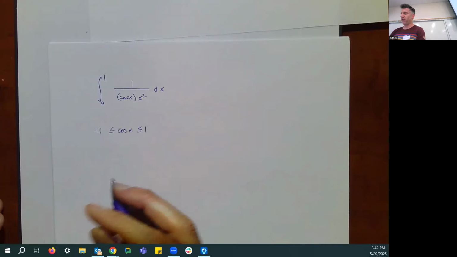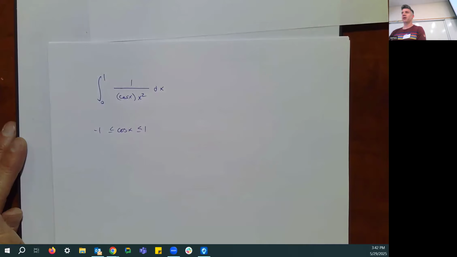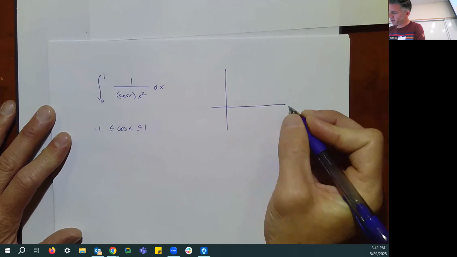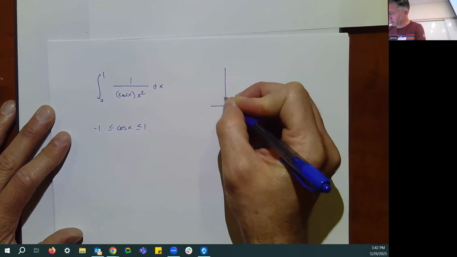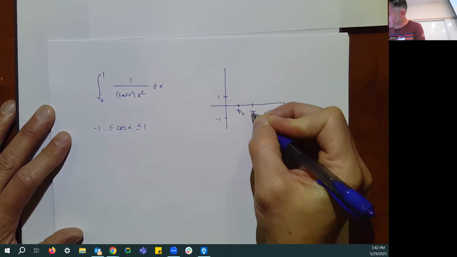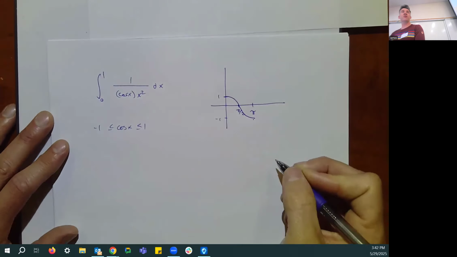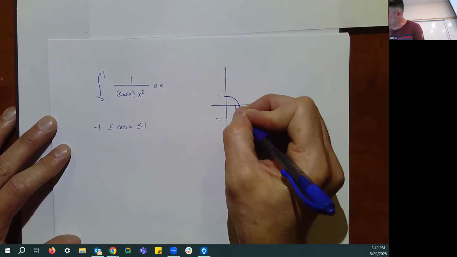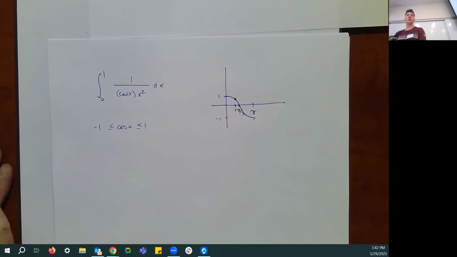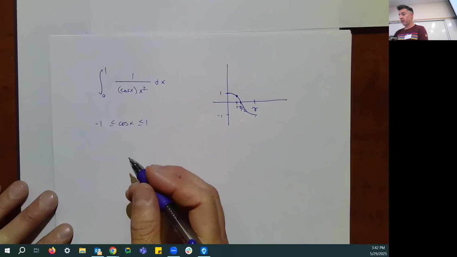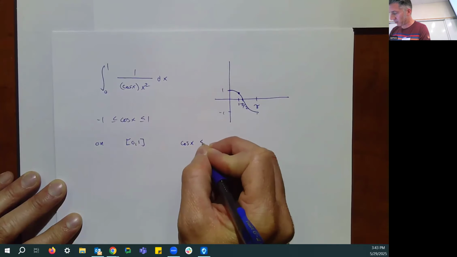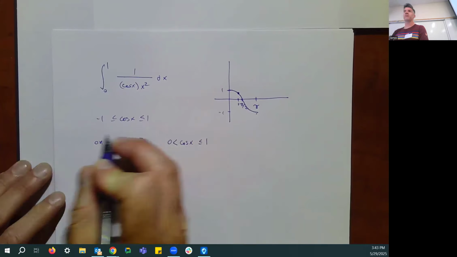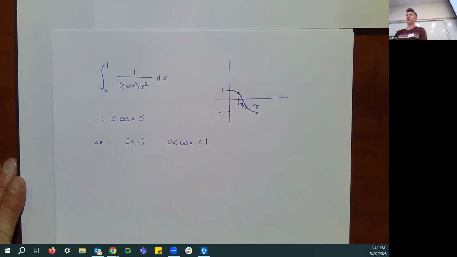However, our interval is from 0 to 1. If you graph cosine, cosine looks like this. Pi over 2 is bigger than 1. So between 0 and 1, cosine is for sure positive. So we can say that on the interval from 0 to 1, cosine of x is less than or equal to 1 and strictly greater than 0. Great. I think this will work now.